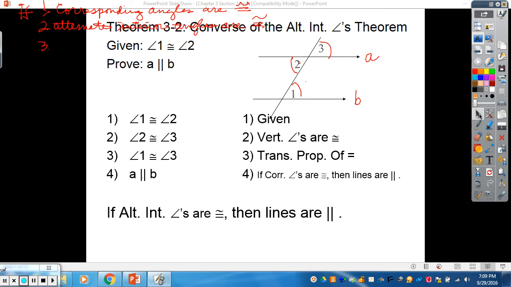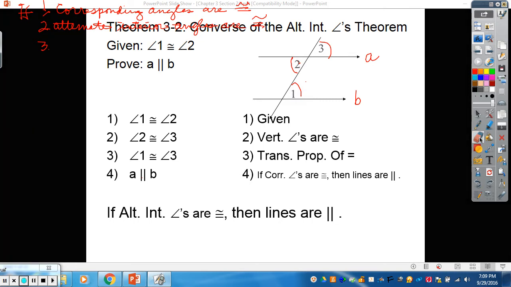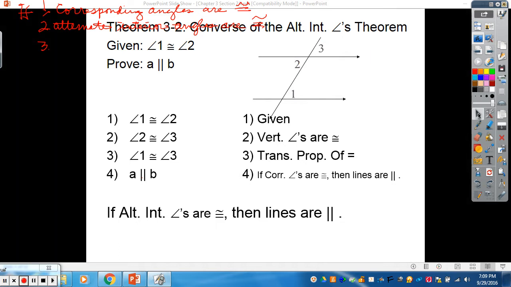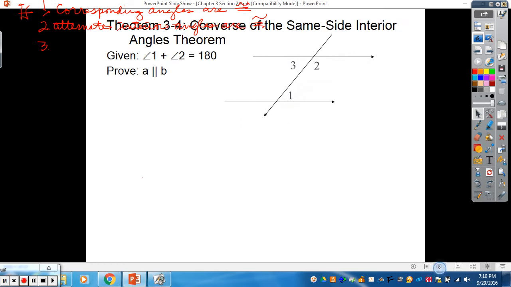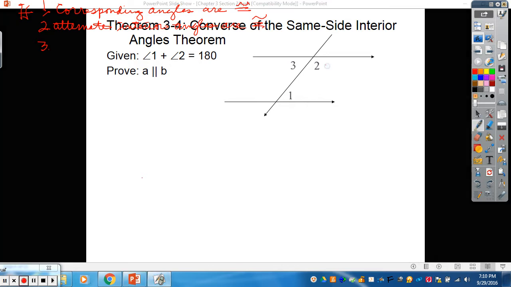All right, next one. Let me go ahead and first of all get rid of this. All right. And next. There we go. Okay. The next one that we're going to look at is this. We're told that these angles here at 1 and 2, well, you know what? They're supplementary. And we want to prove that lines A and B are going to be parallel to each other because of that. Well, how are we going to do that?